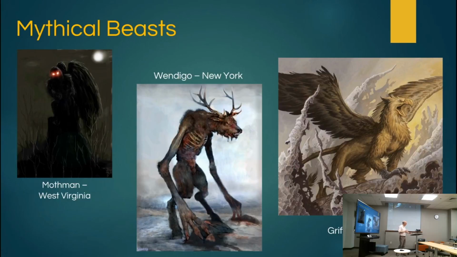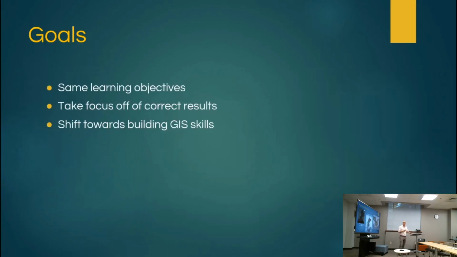But we hope that's going to address that issue of students being too concerned about whether their model is actually right. So we have the same learning objectives, all the learning objectives are the same, but it takes the focus off of having the correct results and shifts towards building the GIS skills.